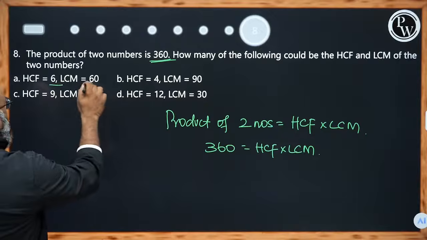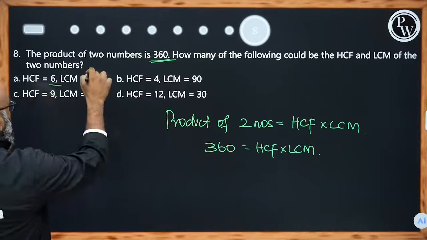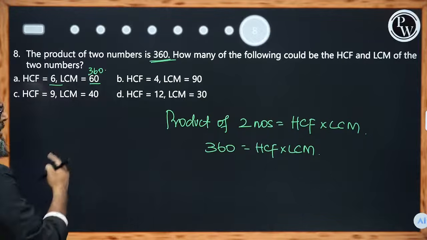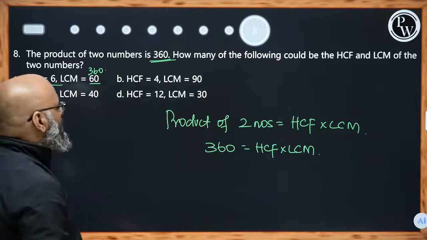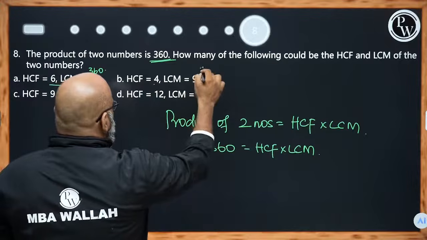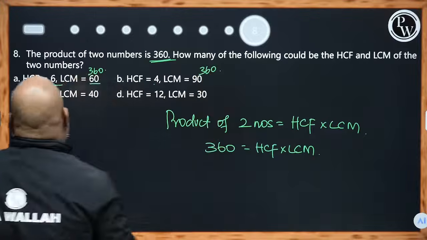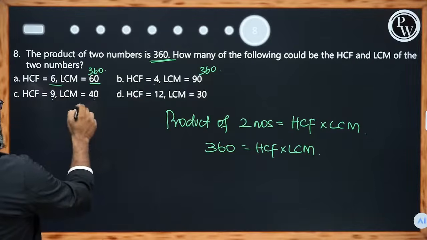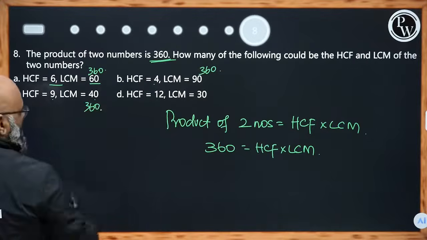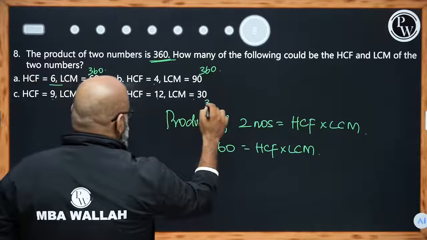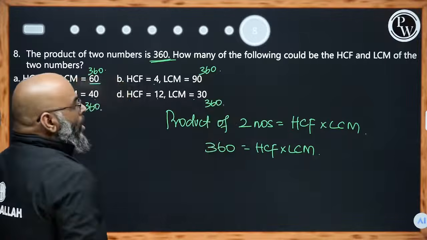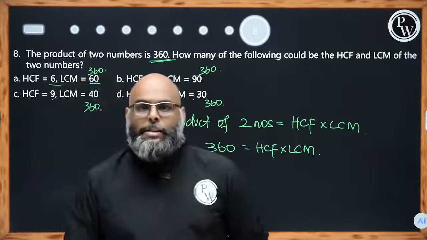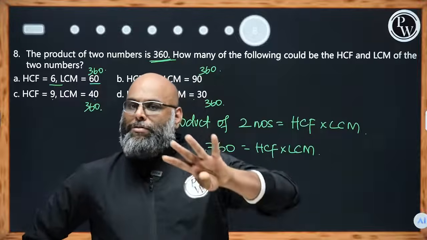HCF is 6, LCM is 60, product is 360. This seems to work. We'll hang on. 4 into 90, 360. 9 into 40 is 360 again. 12 into 30 is 360. How many of the following could be the HCF and LCM? Hey, all 4 of them are working.